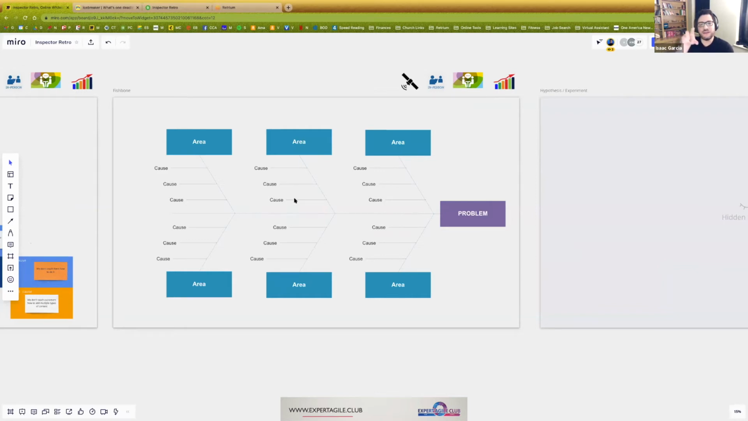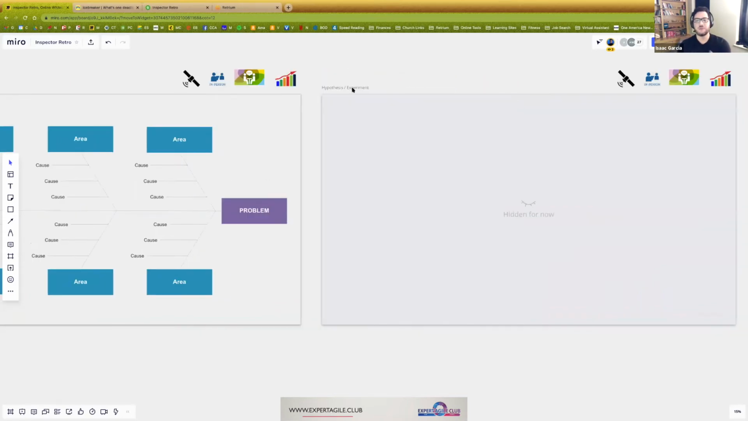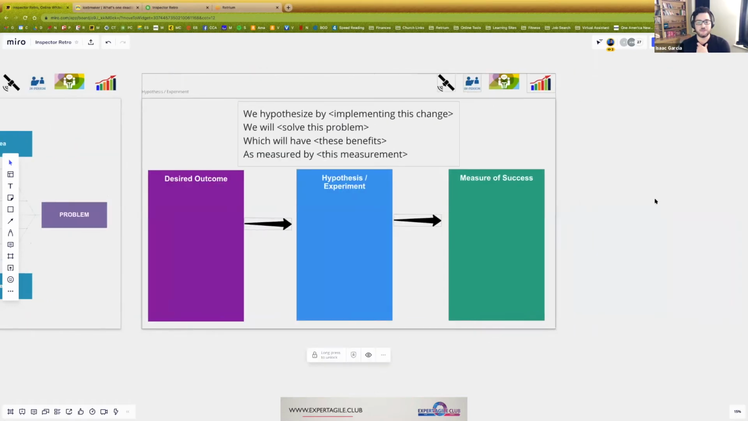Why are we doing this? Why are we digging in and trying to peel apart the data that we found in the previous level? The reason is that, remember, in a successful retrospective, we want to get an experiment that we can take back and try. So this is the point where you're getting the team to start digging into and playing with the problem, to understand it and truly realize what it means, so that you can create an experiment. Those of you who remember hypotheses and experiments from school: we hypothesize that by doing a thing we will solve this problem. Clearly articulate what the problem is, which will have these benefits. We think this will get better as measured by this measurement.